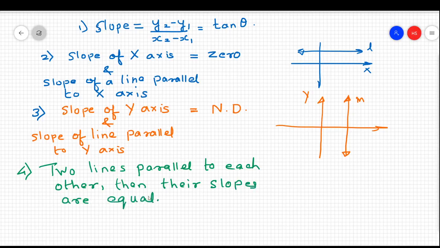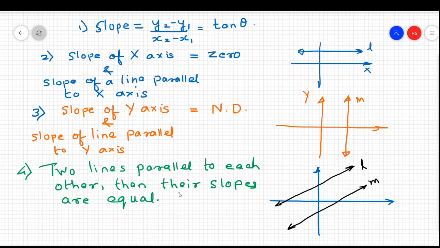So what do we mean by two lines parallel to each other? I will try to draw it here. Suppose we have two lines like this. There is a line like this and another like this. Suppose this is L and this is M. I can say that L is parallel to M, so their slopes are equal. What do I mean by that? That means m1 equals m2.